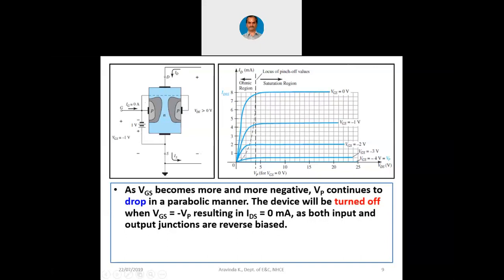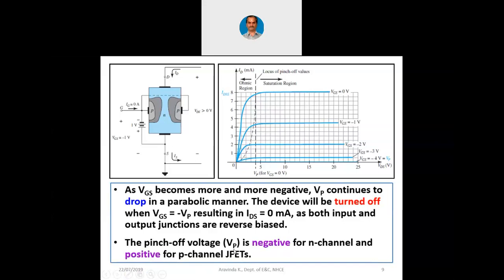And why is it called a parabolic manner? You can see here, this particular dashed line is like a parabola, which means this VP is continuing to drop, meaning VP is reducing when we are applying a negative gate voltage, and in a parabolic manner, and in this condition VP is becoming 0. VP is becoming 0 because VGS is minus 4 volts. That is the idea here. That way this switch is a very beautiful switch.